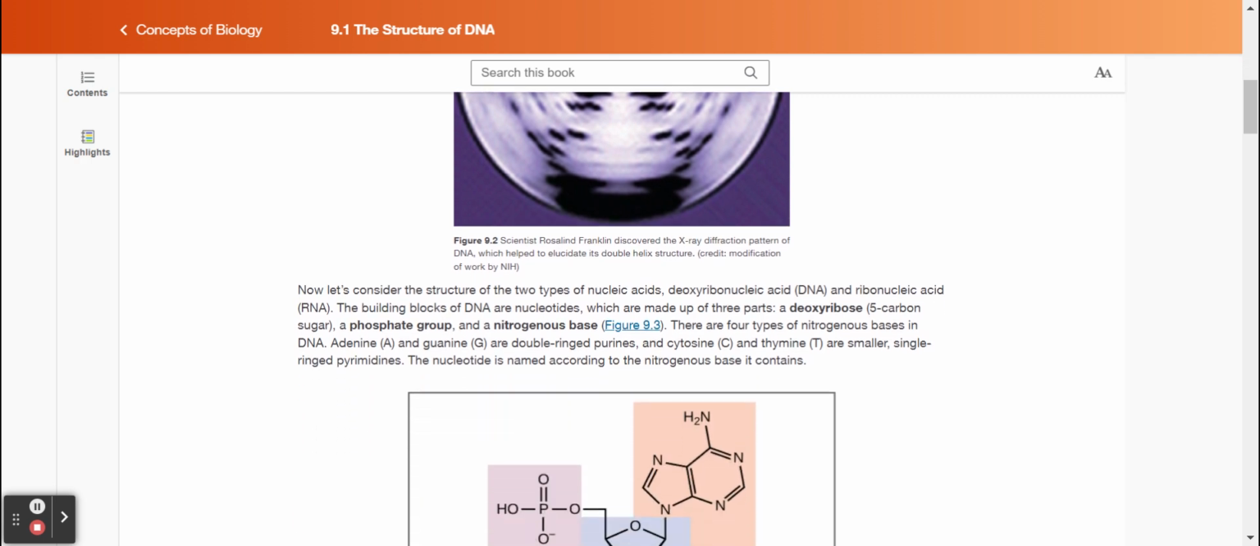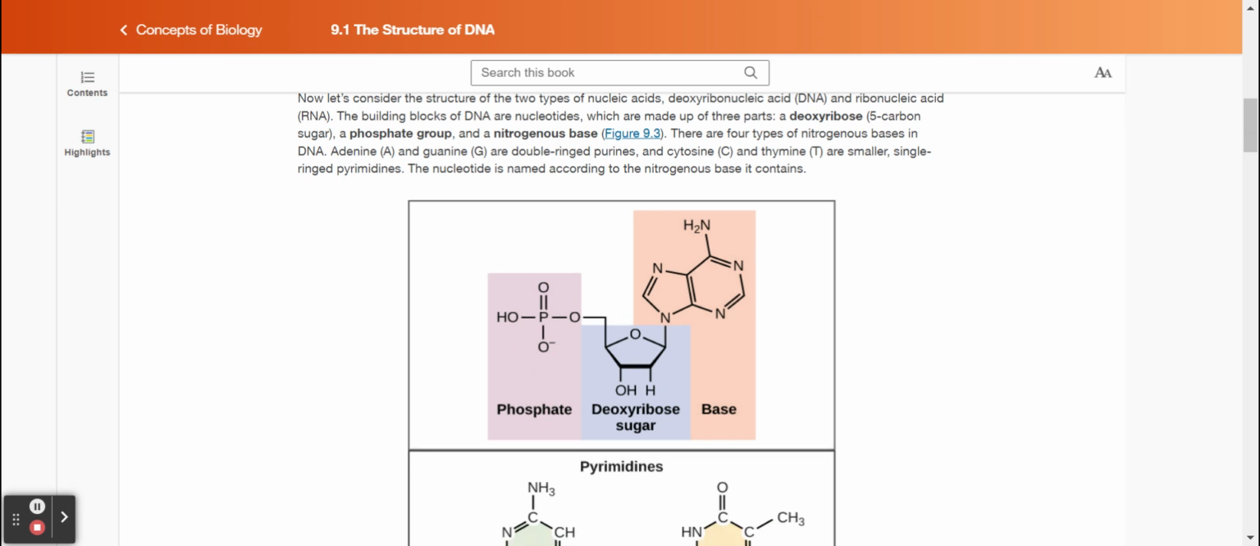The building blocks of DNA are nucleotides, which are made up of 3 parts: a deoxyribose, a 5-carbon sugar, a phosphate group, and a nitrogenous base. There are 4 types of nitrogenous bases in DNA. Adenine, A, and guanine, G, are double-ringed purines, and cytosine, C, and thymine, T, are smaller single-ringed pyrimidines. The nucleotide is named according to the nitrogenous base it contains.